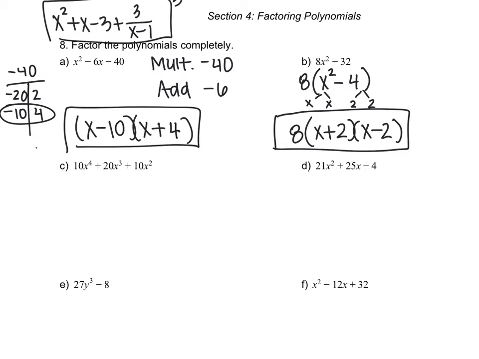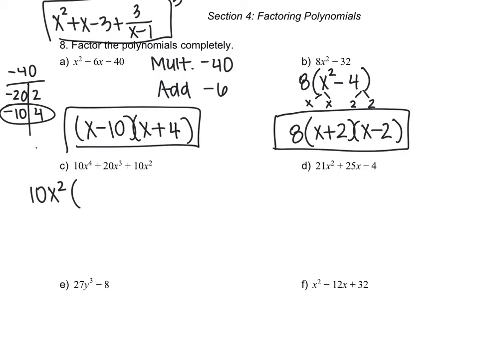Next we have 10x to the 4th plus 20x cubed plus 10x squared. So if I look here, I look at all my numbers, 10 goes into 10, 20, and 10. So I know I have a GCF of 10. I also have an x to the 4th, an x cubed, and an x squared. So every term also has an x, and there are actually 2 of them that every single term has in common. So I know I have a GCF of 10x squared.